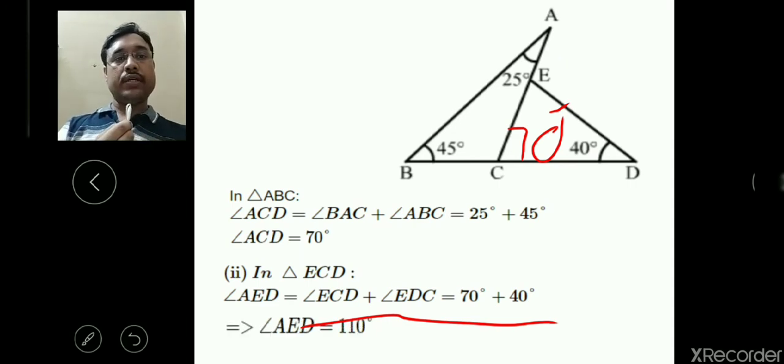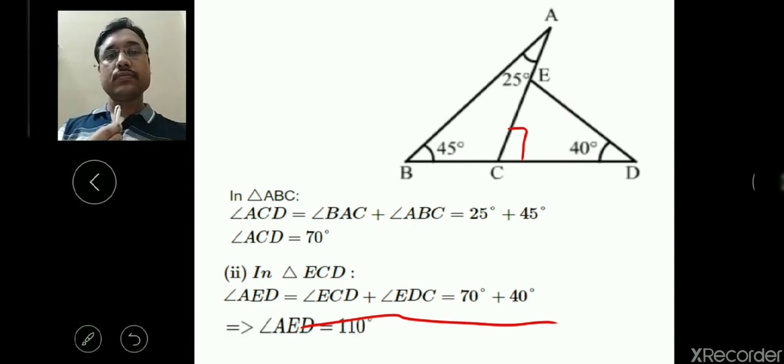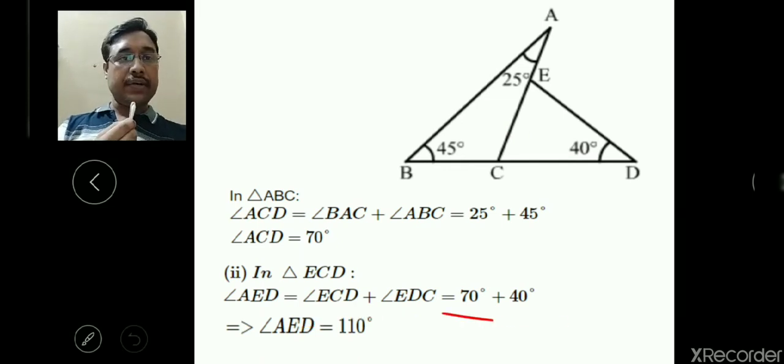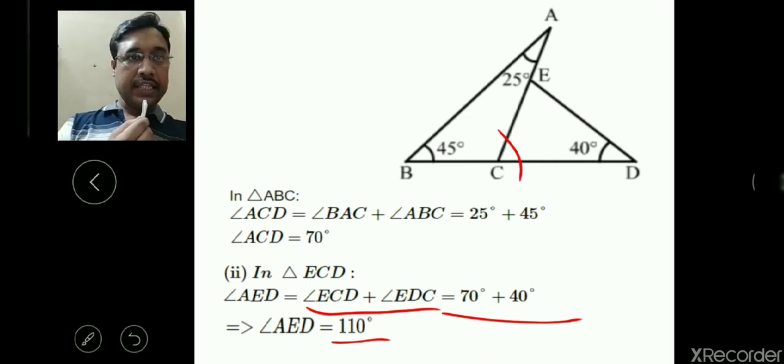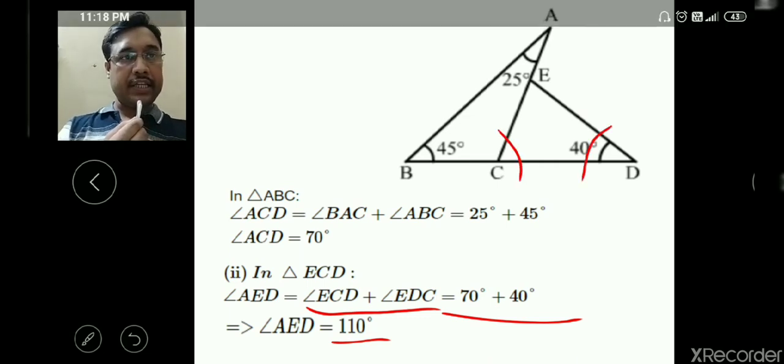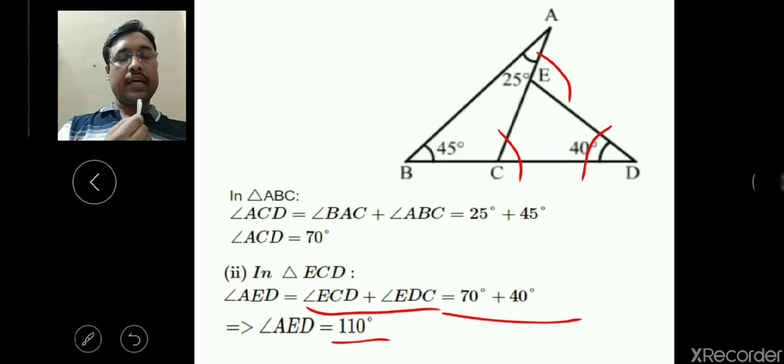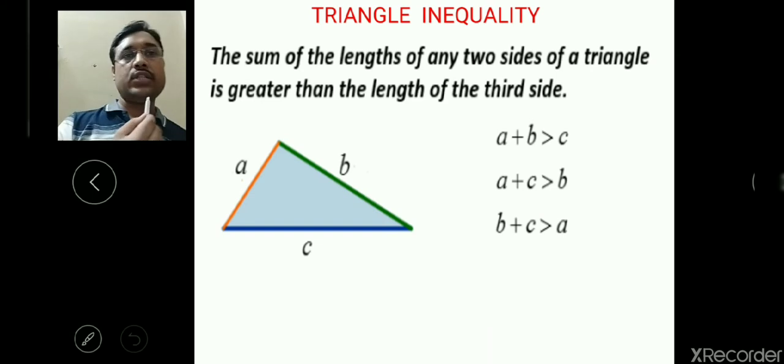So that I am doing here. Angle AED equals 70 plus 40, you will get 110 degrees. That means angle ECD plus angle EDC, these are two opposite interior angles. This 70 and this 40 you will add, then you will get angle AED, that is 110 degrees.